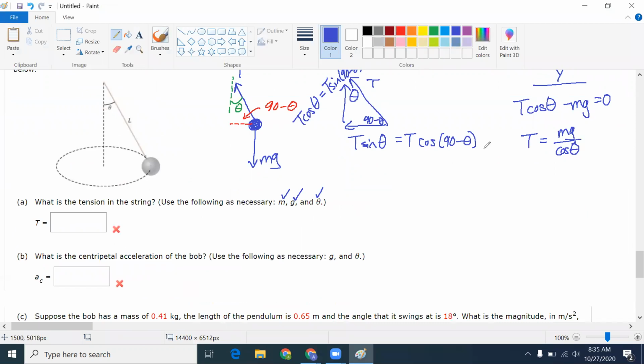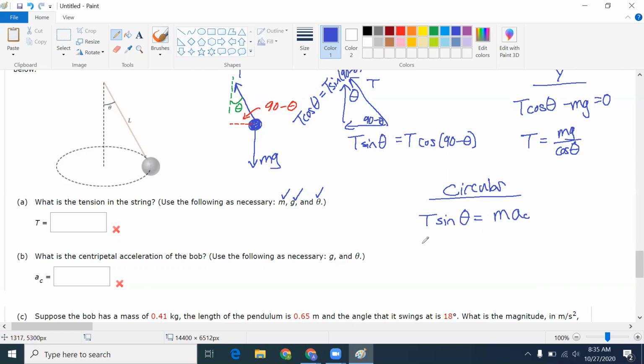Part B is asking, what is the centripetal acceleration? So in order to figure out the centripetal acceleration, I will need to know information about the circular direction. In the circular direction, I have the x component of tension, so T sine theta or T cosine 90 minus theta. I'm going to use T sine theta. That will equal mv squared over r, except I'm going to back up. I'm just going to use centripetal acceleration since it actually wants AC.